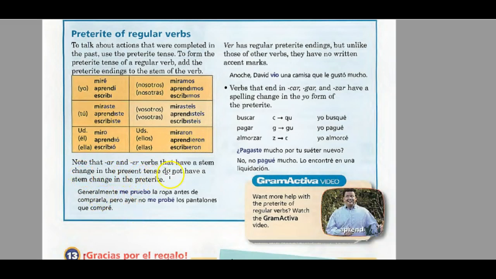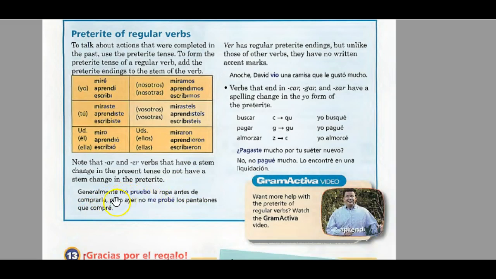So let's look at some of the notes here. The AR and ER verbs that have a stem change in the present tense do not have a stem change in the preterite. So we see generalmente me pruebo la ropa antes de comprarla. Generally, I try on clothes before buying them or buying it. I try on the article of clothing before buying it.